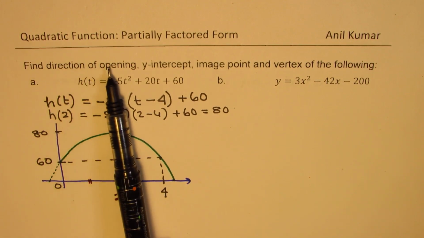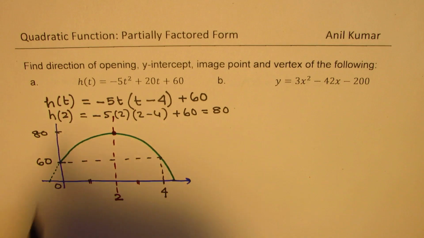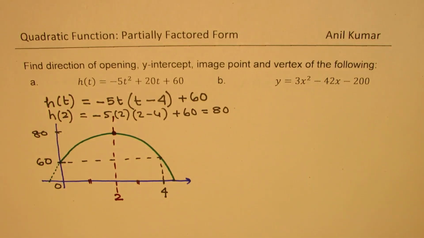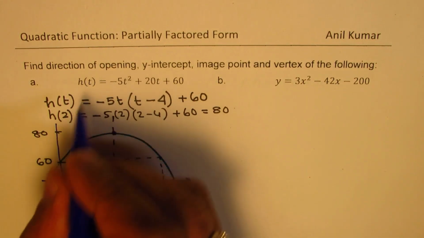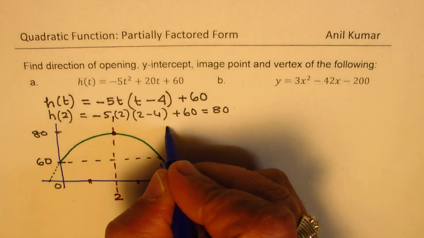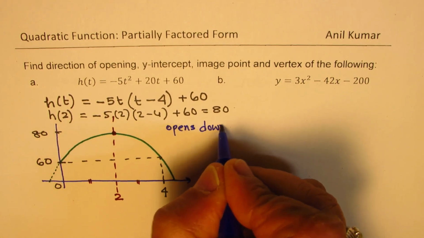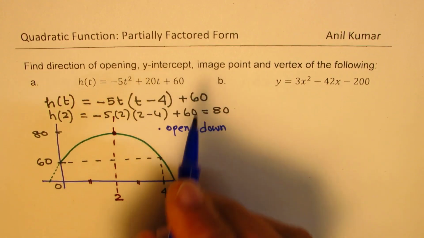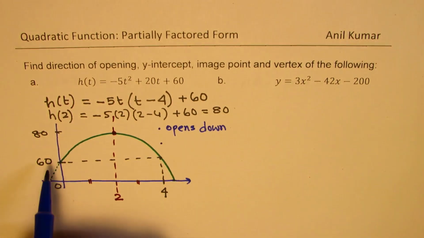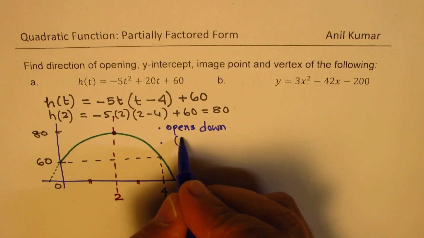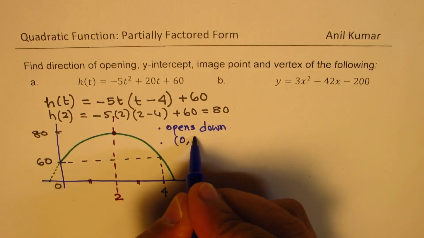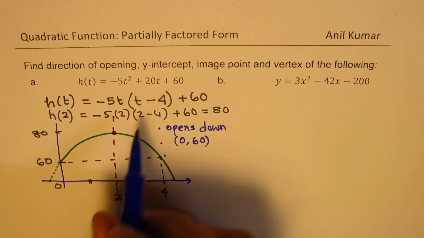Okay, now let us answer and understand the whole thing. So find the direction of opening. So it opens downwards. So one by one, let me just write down the answer. So opens down. Right, so that is the first thing. Y-intercept. So y-intercept is at 0. We have 60. 60 is the y-intercept.